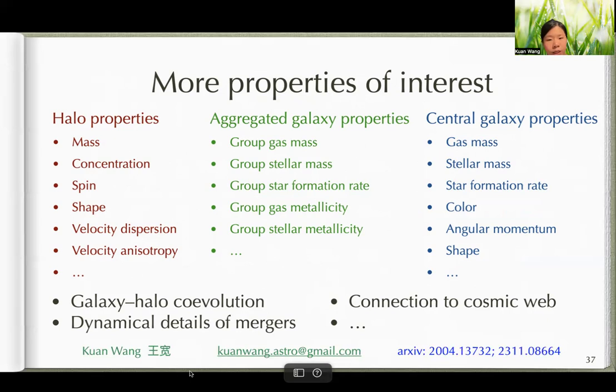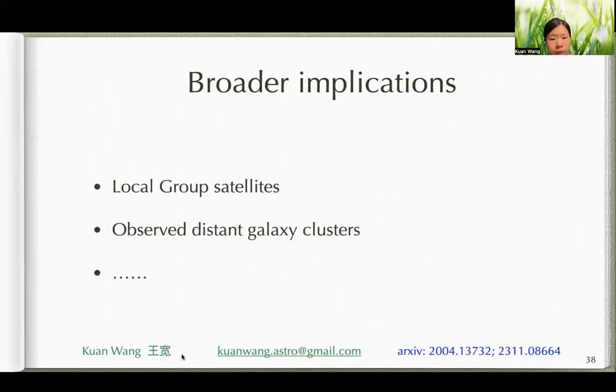One possible future step is to examine the dynamical details of mergers, such as the impact parameter, the encounter velocity, etc. We can also connect this to the cosmic web, which determines which halos merge with one another. Some of the broader implications involve the local group, where we can use our findings to help reconstruct the recent merger history and the satellite kinematics.